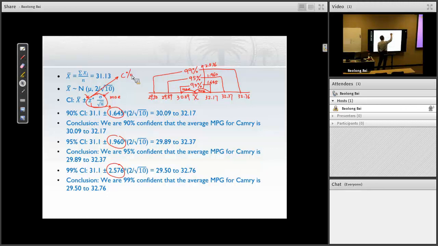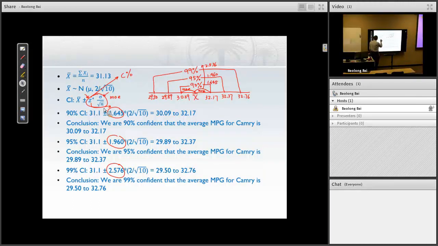So when your z-star gets smaller, your confidence level will drop, right? But you want to maintain your confidence level as well. You don't want to sacrifice your confidence level to get a smaller confidence interval, right? Because you want people to believe in your result. Maintaining a high confidence level is necessary.